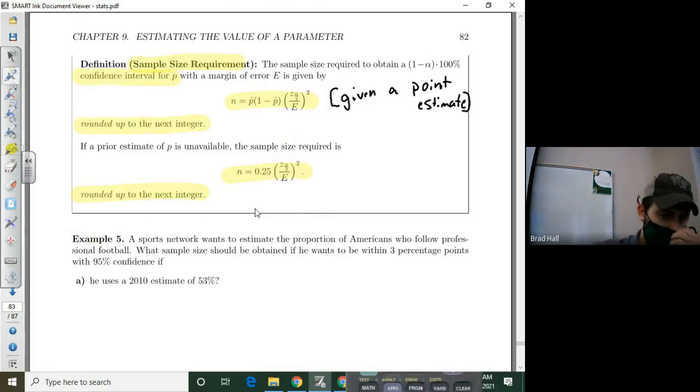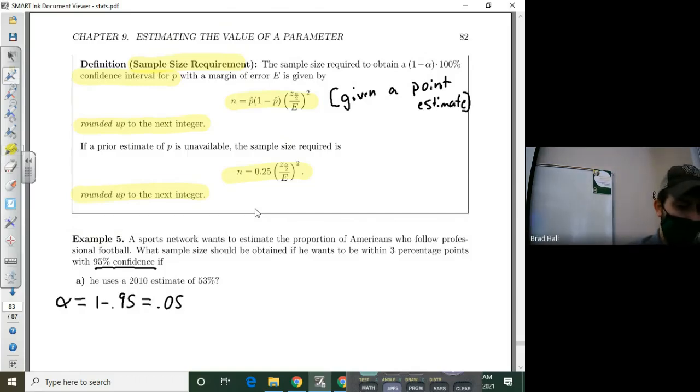So what is happening here? Well, 95% confidence will tell us alpha. Your confidence will always tell you alpha. Alpha is 1 minus 0.95, which is equal to 0.05.